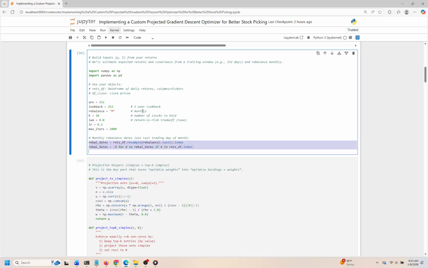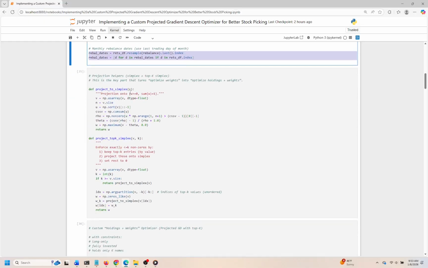By focusing on these inputs and structure, we're setting ourselves up for a robust analysis. As we move to the next cell, we will delve deeper into computing the expected returns and covariance matrix, which will be pivotal in making informed investment decisions.